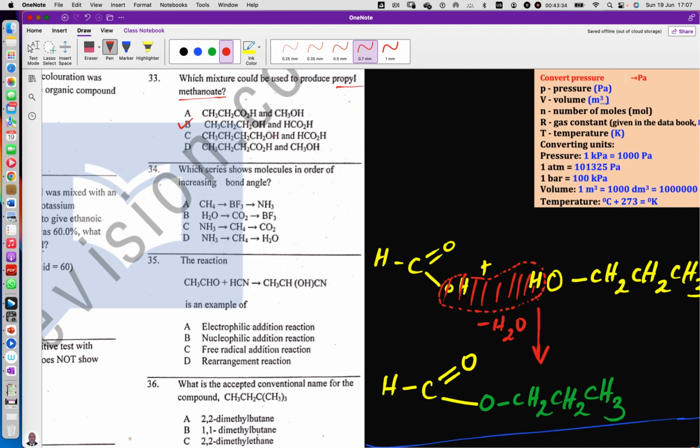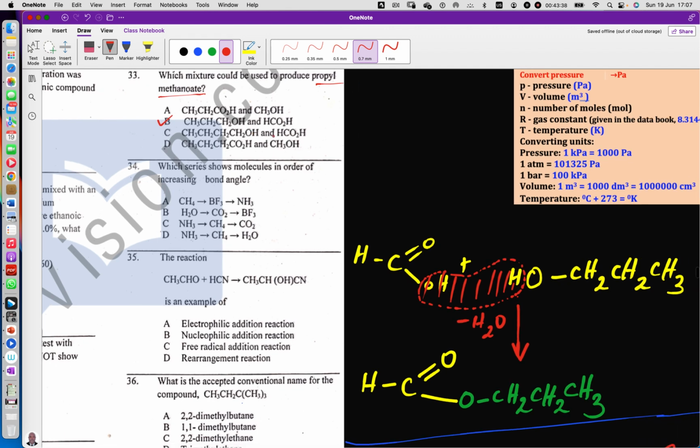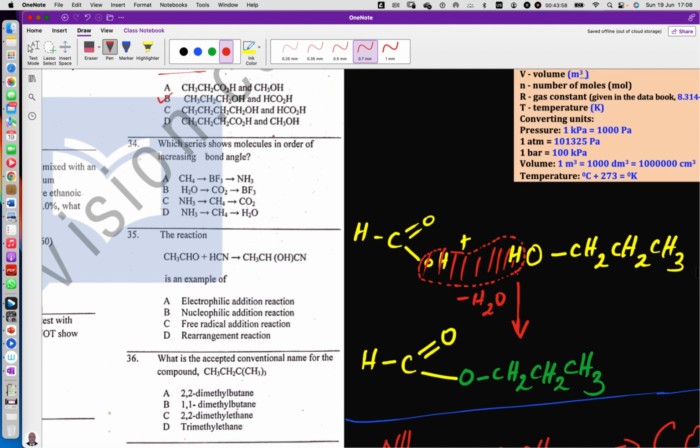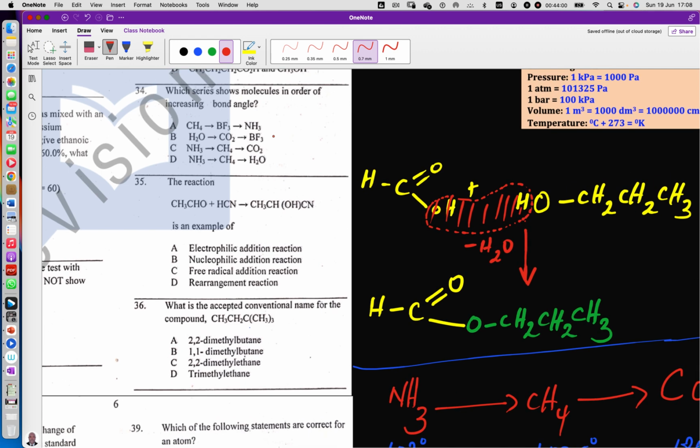Okay, let's go to question number 34. Question number 34 gives us a certain thing, and they ask which series shows molecules in order of increasing bond angle.